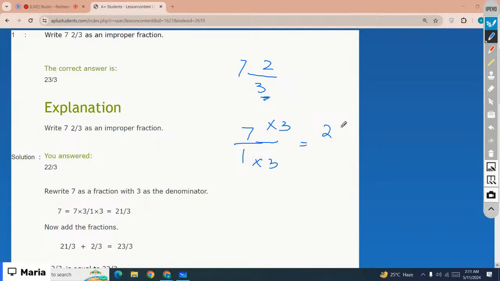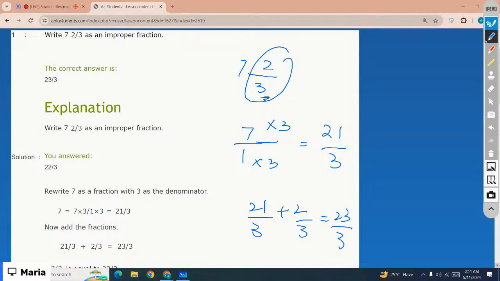This is 7 times 3 is 21 and 3 times 1 is 3. So you have 21 by 3. And here the fractional part is 2 by 3. So simply add them. 21 plus 2 is 23. That is 23 over 3. Got it? So the correct option is 23 by 3.